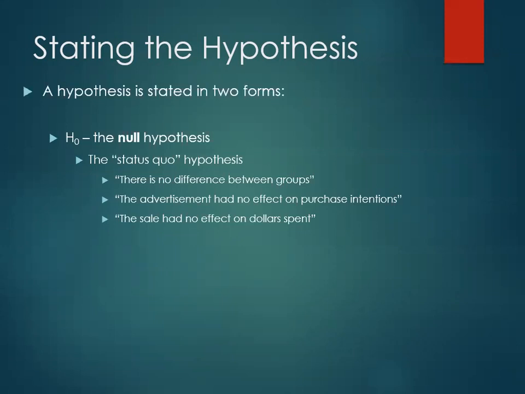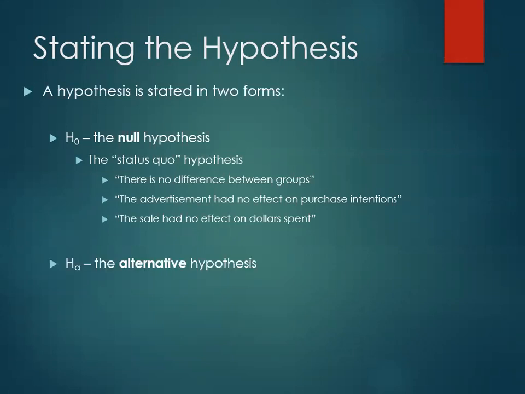So once we get to learning about the specific tests and setting up the null and alternative hypothesis for each of those tests, you'll see that the null hypothesis always takes the form, there was no difference between what I observed and what I expected. There was no difference between men and women. There was no relationship between these two variables. So it's always no difference, no relationship, etc.